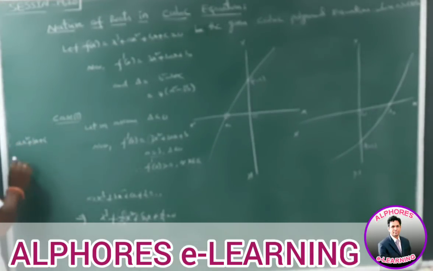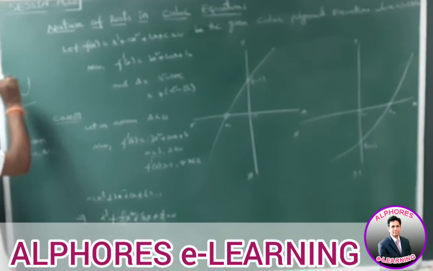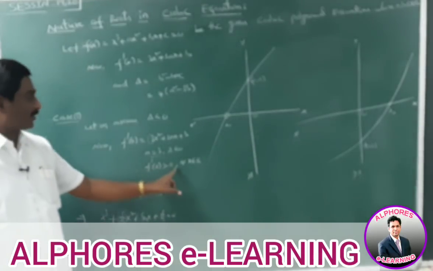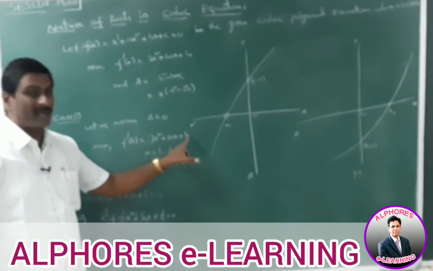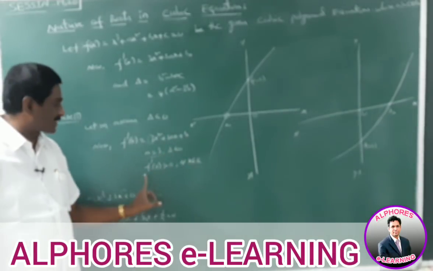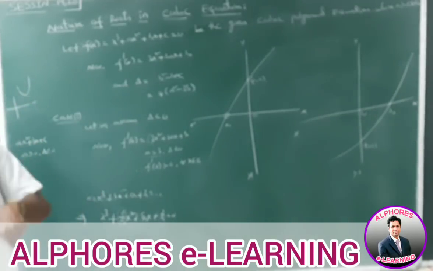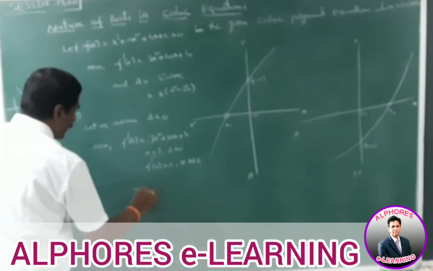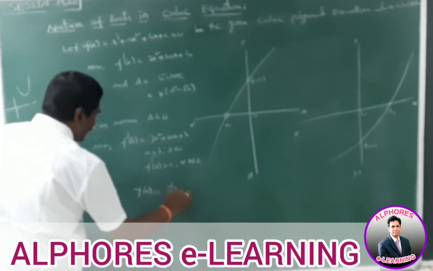ax square plus bx plus c, a greater than 0, delta less than 0, what is the condition? A greater than 0 means the graph opens upwards. Delta less than 0 means it never cuts the x-axis. That means the graph is strictly above the x-axis, so the function value is always positive. F dash x is always greater than 0 for all x belongs to R. 3x square plus 2ax plus b is greater than 0 for all x belongs to R. F dash x greater than 0 means f of x is a strictly increasing function.